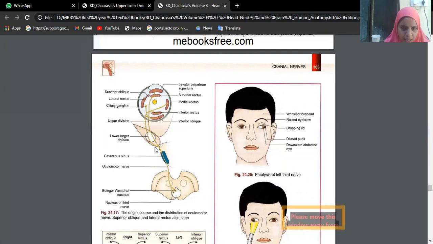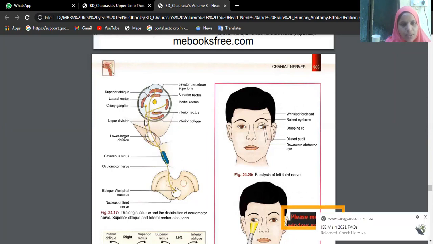Once it is entering into the orbit, if you practice this diagram, you can write your answer in your own words. Now it is dividing into superior and inferior divisions. In the upper division and lower division, you can see the lower division is larger in size and the upper division is smaller in size. So the upper division is supplying the levator palpebrae superioris and superior rectus.